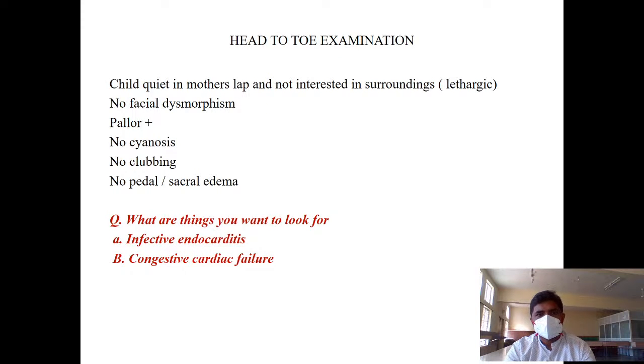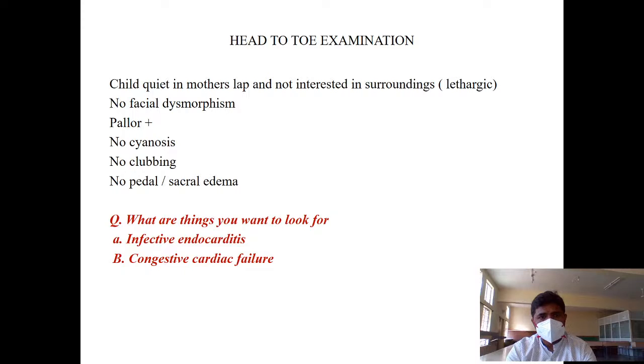And then head to toe examination. So head to toe examination: child is quiet in mother's lap, not interested in surroundings, lethargic, no facial dysmorphism. So you need to look for dysmorphic features in the face. Down syndrome, are there any features of Turner syndrome, are there any features of Williams syndrome? Suppose if the child is having any midline defects, especially cleft lip or cleft palate, then these children are at risk of having cardiac problems, and vice versa. So that's how you need to look for any facial dysmorphisms as well.